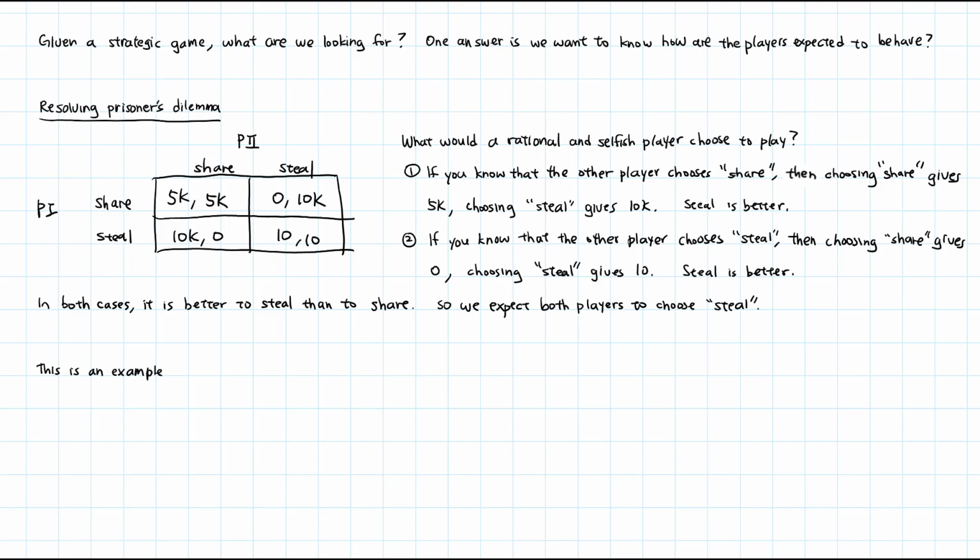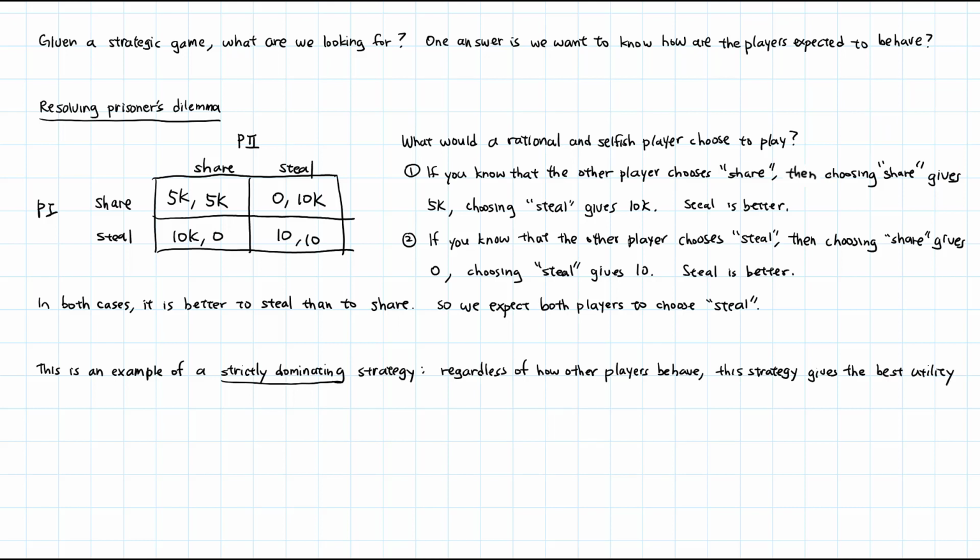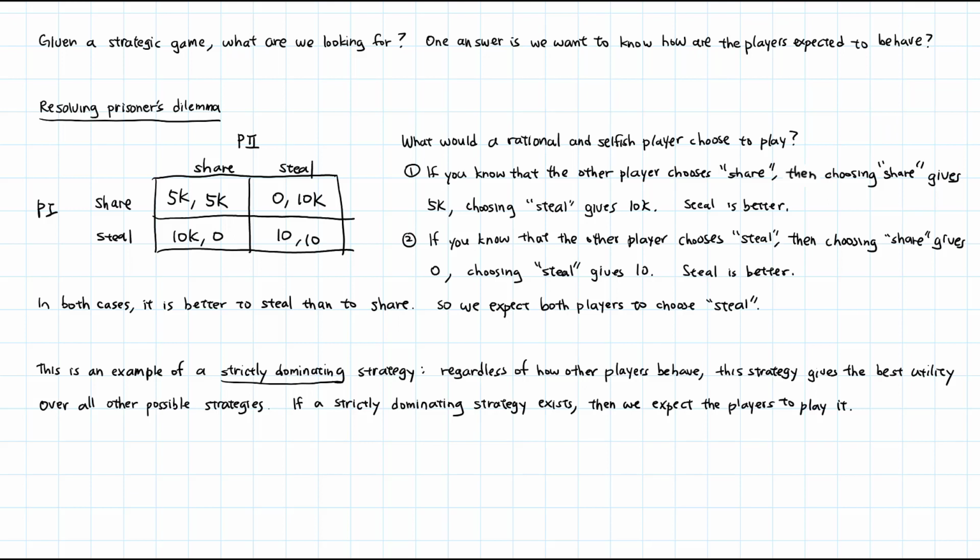This is an example of a strictly dominating strategy, which means that regardless of how the other players behave, this strategy gives you the best utility over all other possible strategies that you have. So if a strictly dominating strategy exists, then we will expect the players to play it. In this case, playing a strictly dominating strategy, which is steal for both, yields very little benefit.